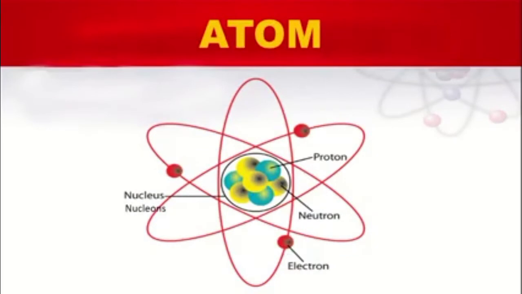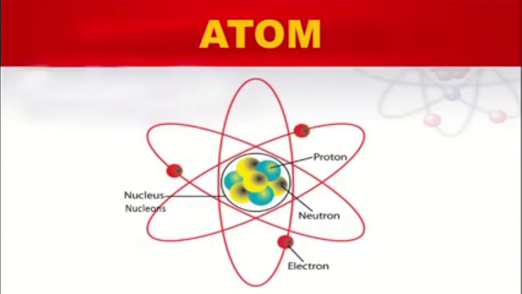The atom consists of two regions. The first is the tiny atomic nucleus, which is in the center of the atom and contains the protons and neutrons. They are collectively called nucleons. Protons and neutrons are relatively heavier than electrons. The mass of an atom is mainly determined by the mass of the nucleus.